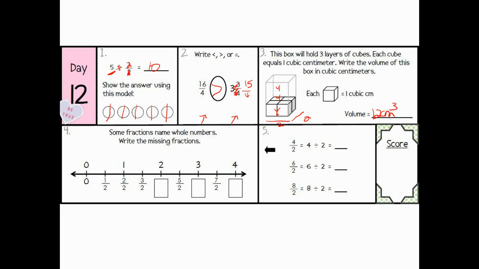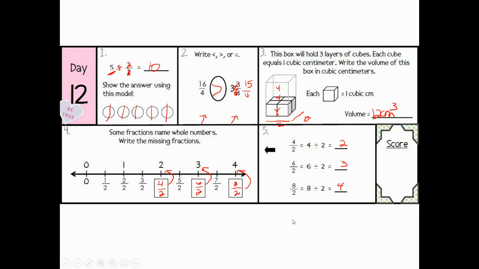Moving on to number 4. Some fractions name whole numbers. Write the missing fractions. So we go 0, 1 over 2, 2 over 2, 3 over 2, 4 over 2, which is also the same as 4 divided by 2, which equals 2, 5 over 2, 6 over 2, 6 divided by 2 is 3, 7 over 2, and then 8 over 2. 8 divided by 2 is 4. And then looking at that, same thing I just went over. 4 divided by 2 is 2, 6 divided by 2 is 3, 8 divided by 2 is 4. All right, guys, that is all of that.